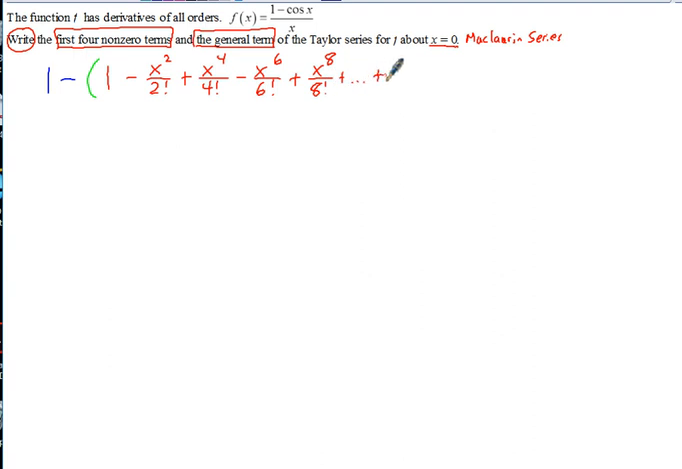Then remember our general term here, it's alternating. So we have negative 1 to the n, to cause it to alternate. Then we've got the even exponent, so it's x to the 2n divided by that same even exponent in parentheses, factorial.